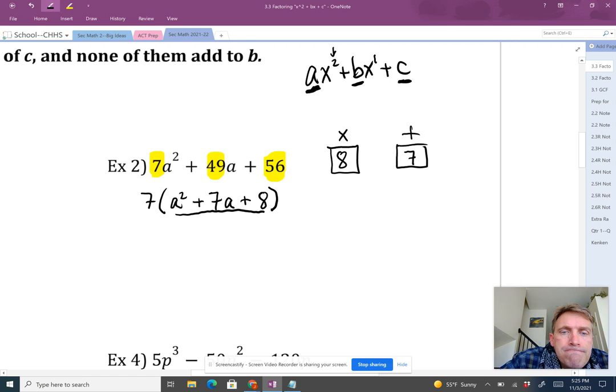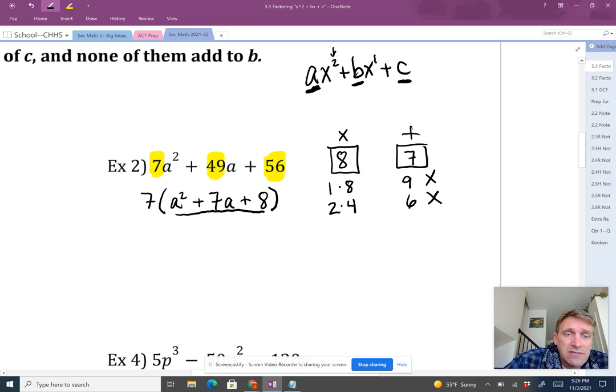And then I just start with 1 times 8. 1 times 8 is 8. 1 plus 8 is 9. So that's not it. So I go to 2. 2 times 4 is 8. And 2 plus 4 is 6. So that is not it. Then I'll look at 3 won't go into 8, but 4 will, and I already got 4 times 2, so 4 times 2 is the same pair.